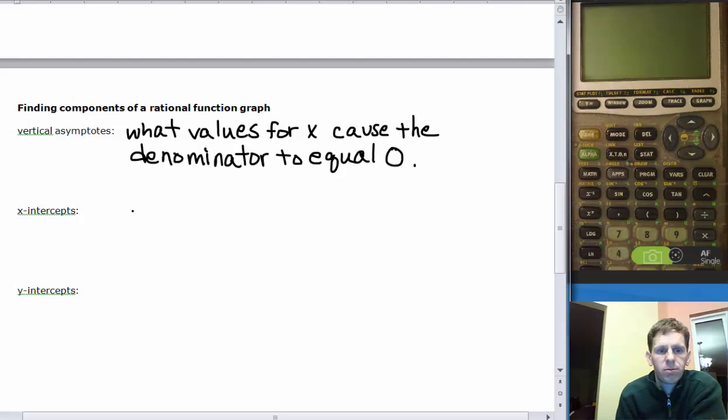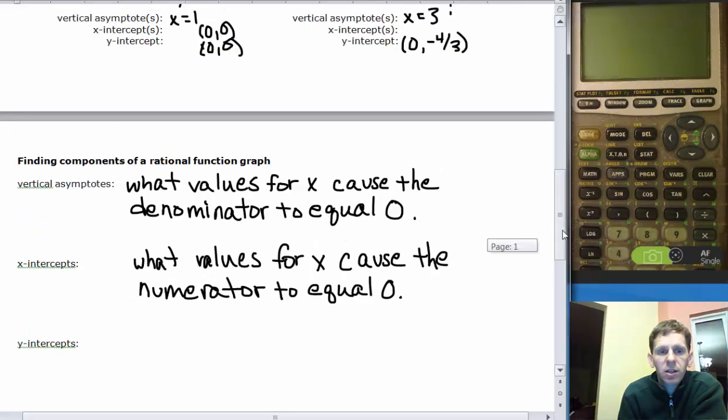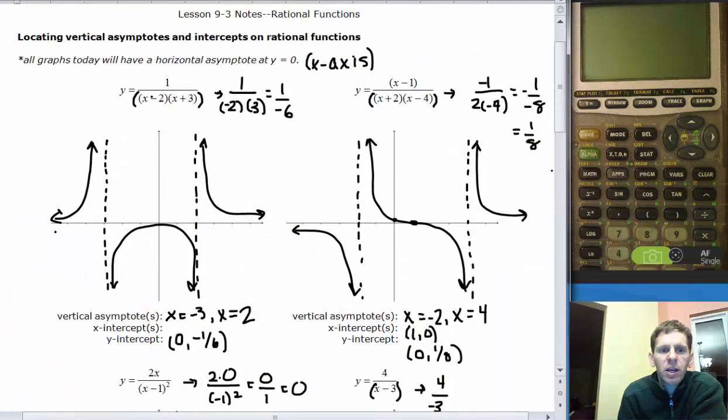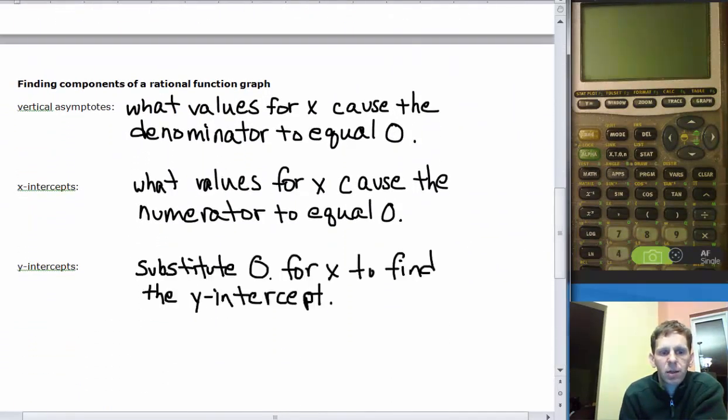So similar to finding vertical asymptotes, we find x-intercepts by figuring out what values for x cause the numerator to equal 0. And finally, for the y-intercepts, we're going to substitute 0 into the equation for x, and we're going to figure out what we get when you plug in 0 for x. You can see in some of the previous examples, we'll take the first example, if you plug in 0 for each of these x's, we get negative 2 and 3, which would give us negative 6. 1 over negative 6 was your y-intercept. So we find our y-intercepts by substituting 0 for x.